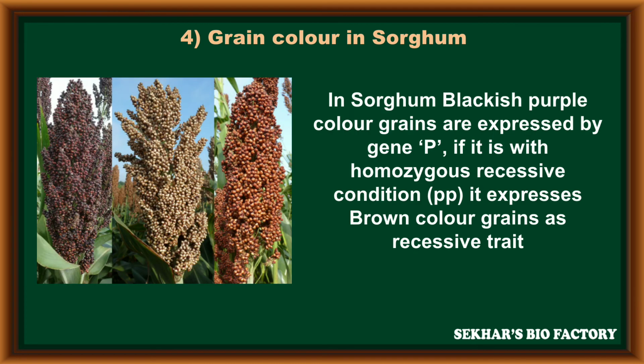In sorghum, blackish purple color grains are expressed because of gene P. So, if gene P is present with the dominant allele, either in homozygous or heterozygous condition, it expresses blackish purple color grains, which is the dominant trait. If the gene is present in the homozygous recessive condition, with the small p alleles, it expresses brown color grains as a recessive trait.